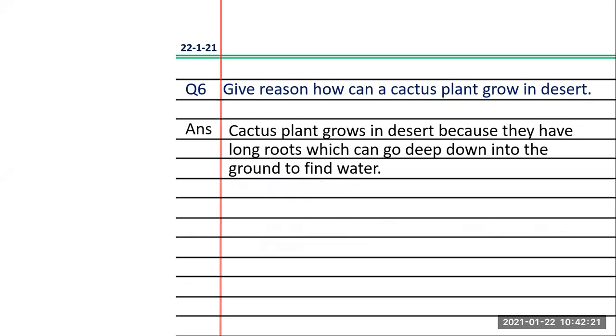Give reason how can a cactus plant grow in desert? Cactus plant grows in desert because they have long roots which can go deep down.